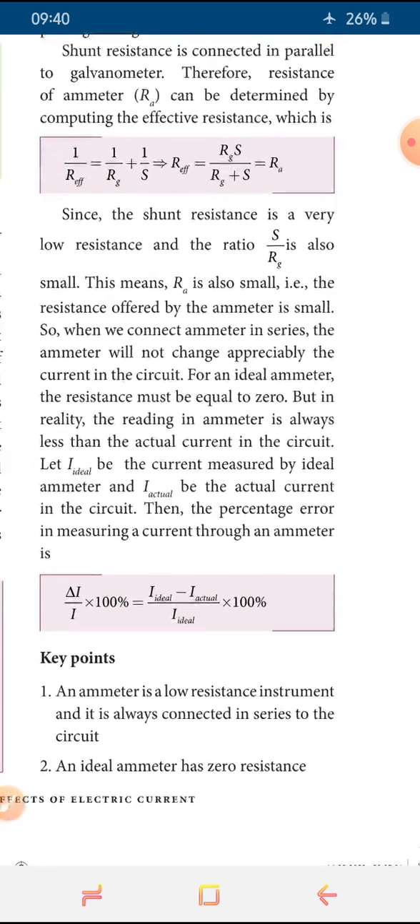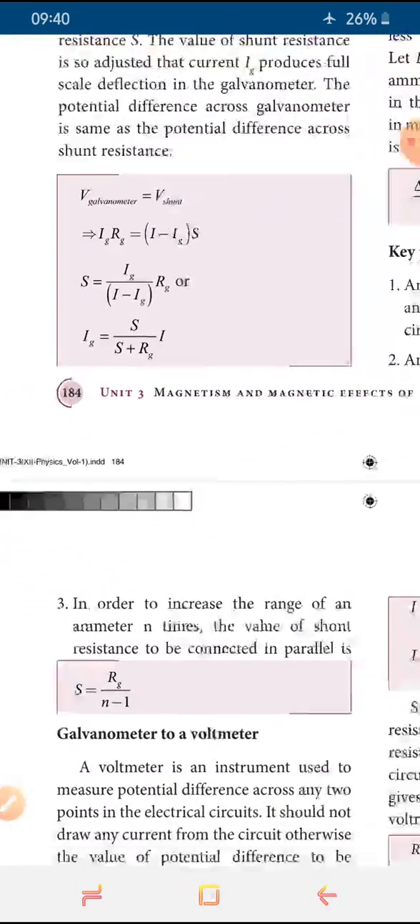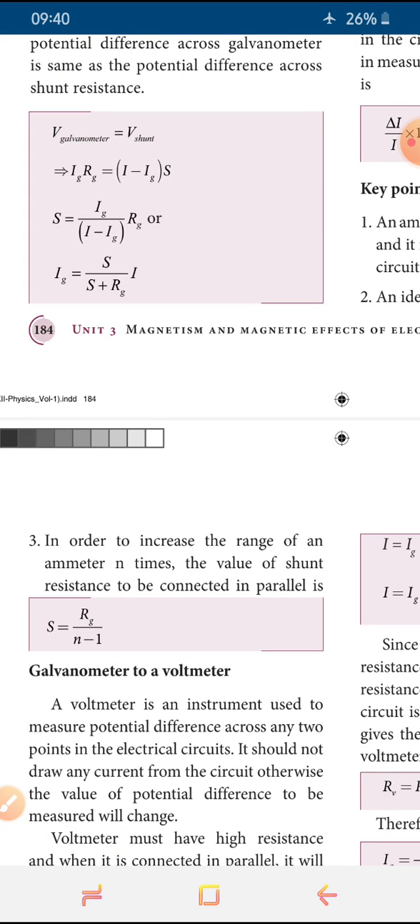And here while handling this ammeter we have to follow some key points. One is an ammeter is a low resistance instrument. It is also connected in series to the circuit. While connecting in the circuit to measure the electric current, this ammeter should be connected in series. And we can use an ideal ammeter which has zero resistance. And the third point is, in order to increase the range of an ammeter n times, the shunt resistance is to be connected in parallel, then the formula will become S is equal to Rg by (n minus 1). These three key points we have to keep in our mind while handling this ammeter.